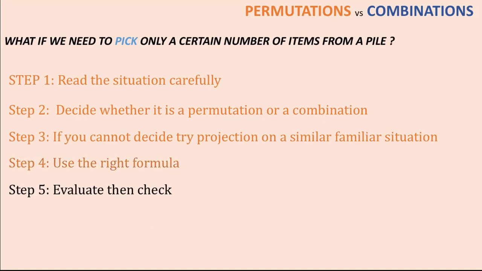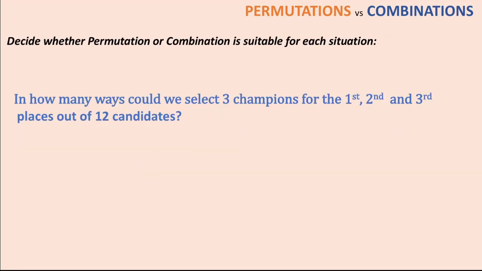Next, you have the right formula. Of course, we have 2 formulas for permutation and combinations, nPr and nCr. You might have seen them in your algebra class. We're not going to be doing them today, but you've seen them before. And then we need to evaluate and then check our work, right?